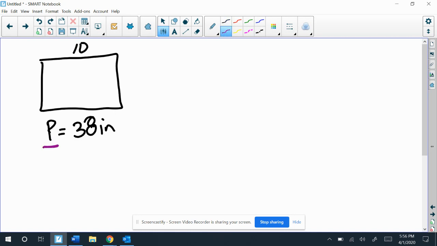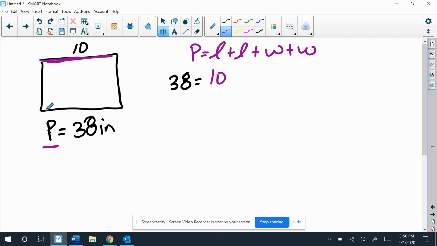Because they give me the perimeter, I'm going to use the equation for perimeter. Now I'm going to plug in what I know. I know perimeter is 38, so P is 38. I know that my length up here is 10, but if it's up there, it's also down here as 10. I need to find the missing parts, so I'm going to write those letters in because I don't know what they are. 10 and 10. Well, I'm going to do the opposite. I'm going to subtract them out.